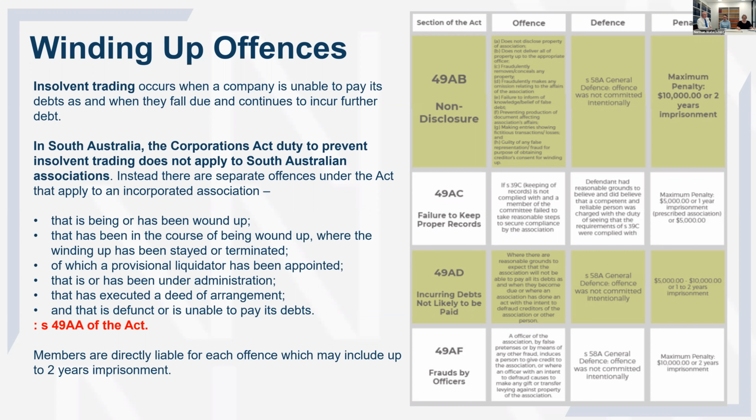The next one is incurring debts not likely to be paid. This applies to a person who was a member or took part in the management of the association. They must ensure that they don't incur debts when the association can't actually pay for them. Now, the defence is, again, that this wasn't done intentionally, and if you're not successful in that defence, you could be liable for a $5,000 to $10,000 fine or 1 to 2 years imprisonment.